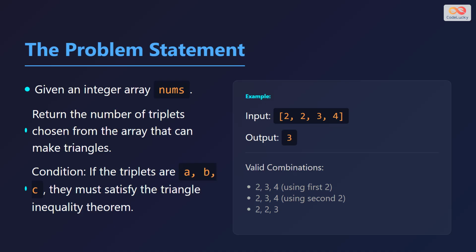For example, if we have the input 2, 2, 3, and 4, the answer is 3. Why? Because the combinations 2, 3, 4 using the first 2, 2, 3, 4 using the second 2, and 2, 2, 3 all form valid triangles.